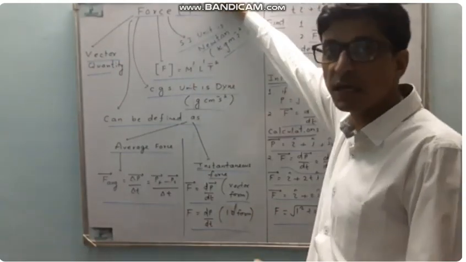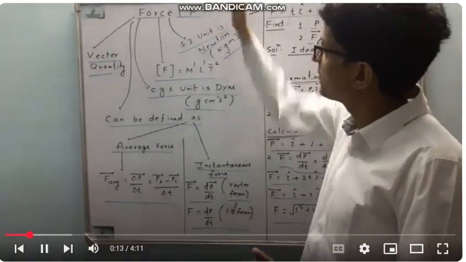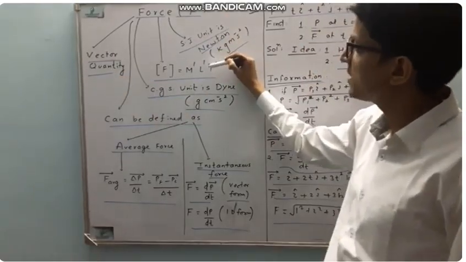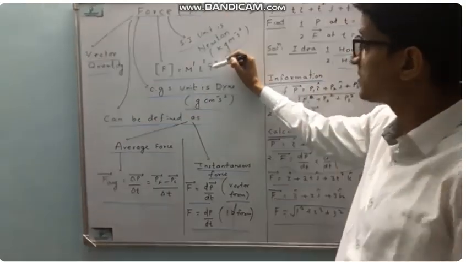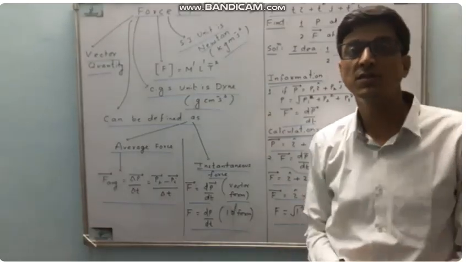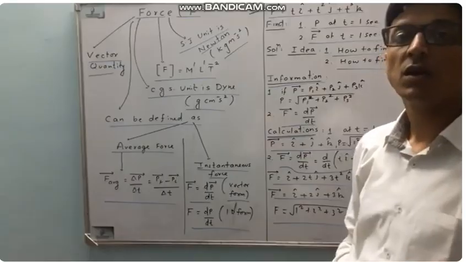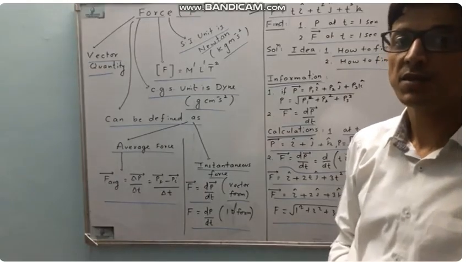Force is represented by the symbol vector F. It is a vector quantity. It has dimensions M^1 L^1 T^-2. It has SI unit as Newton or kg meter second minus 2, and CGS unit as Dyne or gram centimeter second minus 2.